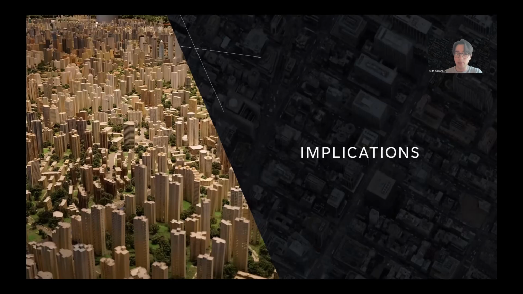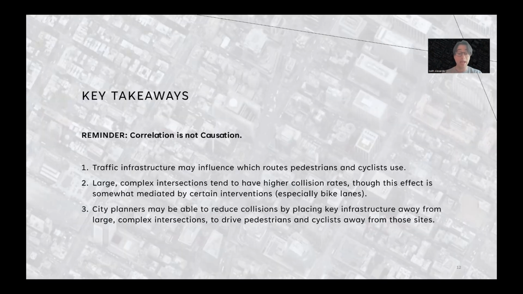So thinking about these effects, we can then move on to the actual implications. What does this mean for future research, or for how we can try and plan intersections to be more safe in the future? Before we dive into the details, it's important here that this was not a causal analysis. So we have to keep in mind that correlation is not causation.